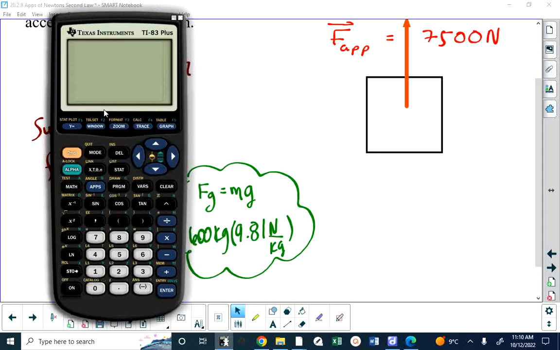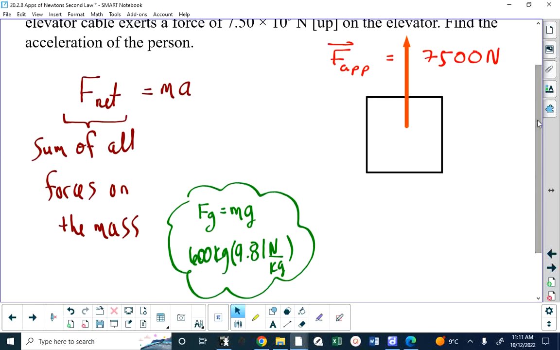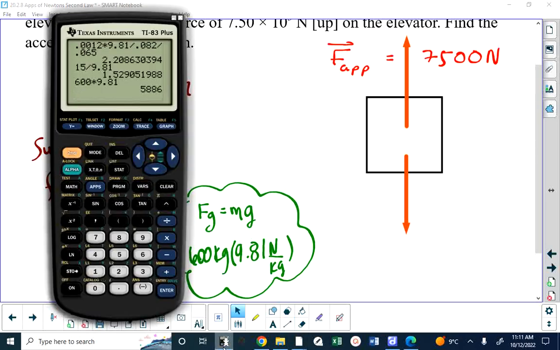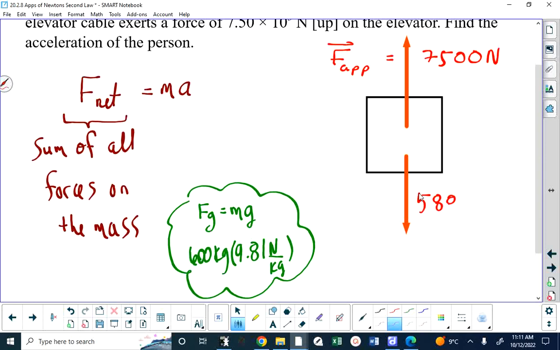So if I take 600 kilograms and I multiply by 9.81, I get 5886 newtons, which is less than the upward applied force. You don't need to get out a ruler and a calculator and work out a scale diagram. Just make sure that it's obvious that the downward force is smaller in magnitude than the upward force. So this is 5886 newtons. This is the force due to gravity.